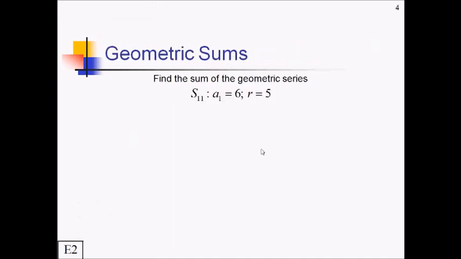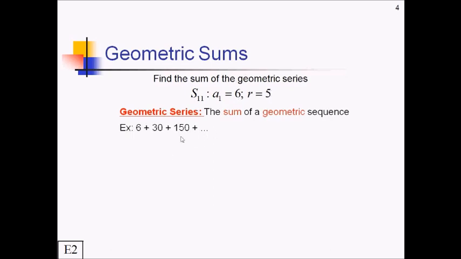For our next example, we're going to shift gears here to try to find the sum of a geometric series. So a geometric series, this is just the sum of a geometric sequence. For example, for this one, we want the first 11 terms added together of a sequence that starts with 6, and then we're multiplying by 5 each time to get the next number. So we've got 6 plus 30 plus 150, and so on until we get to the 11th term.